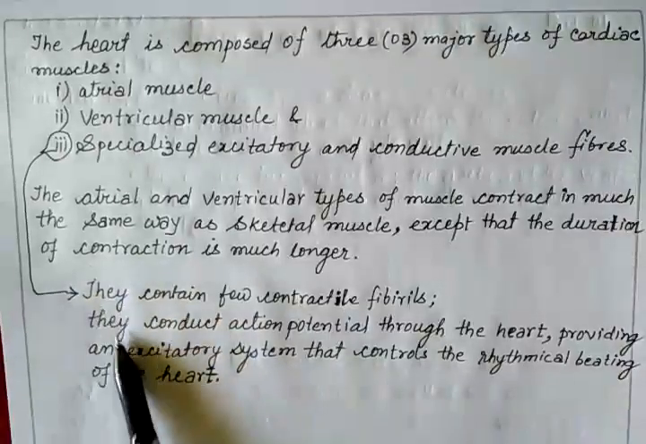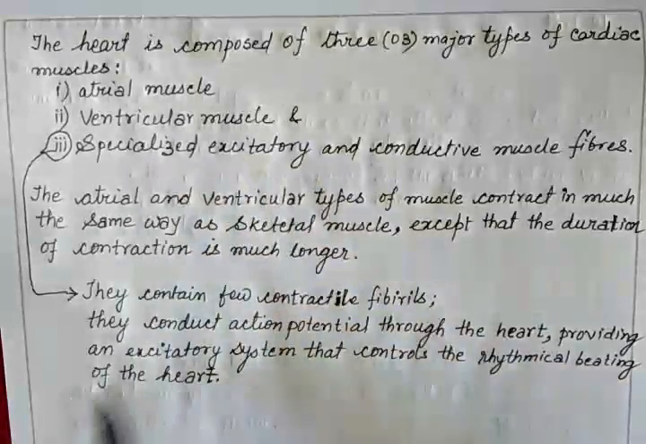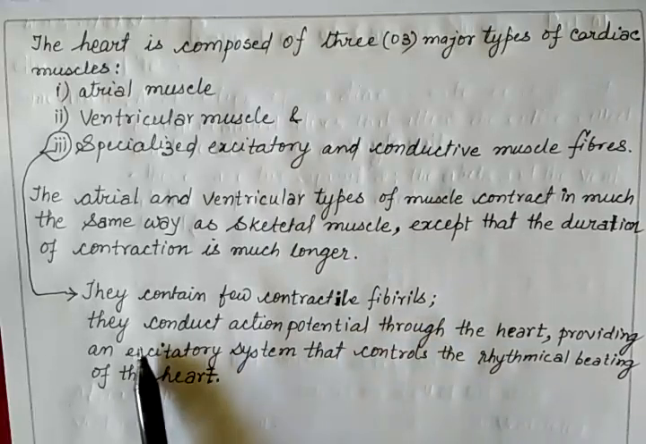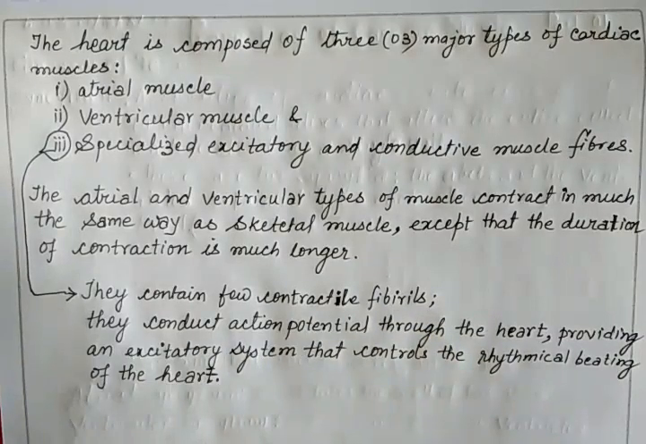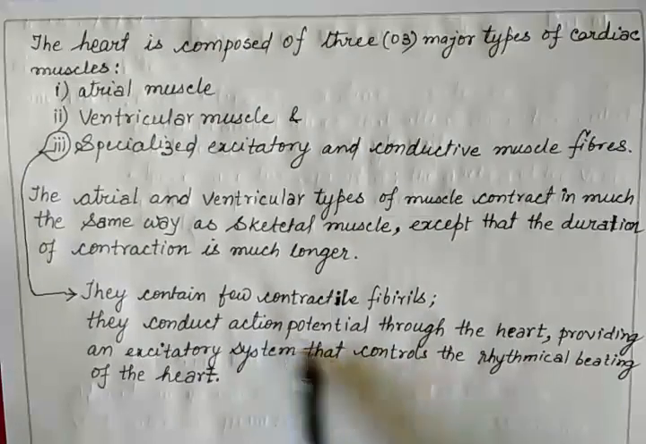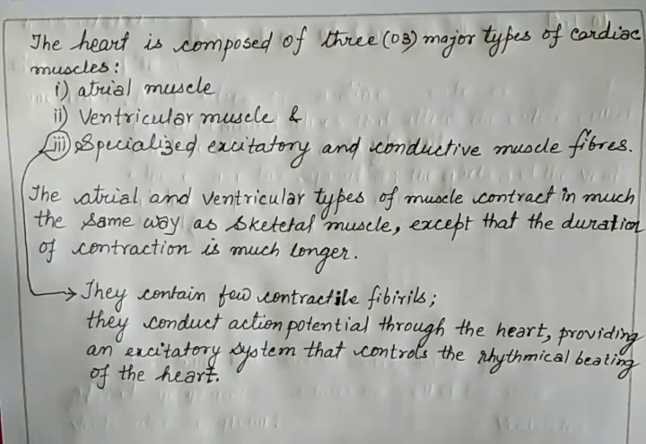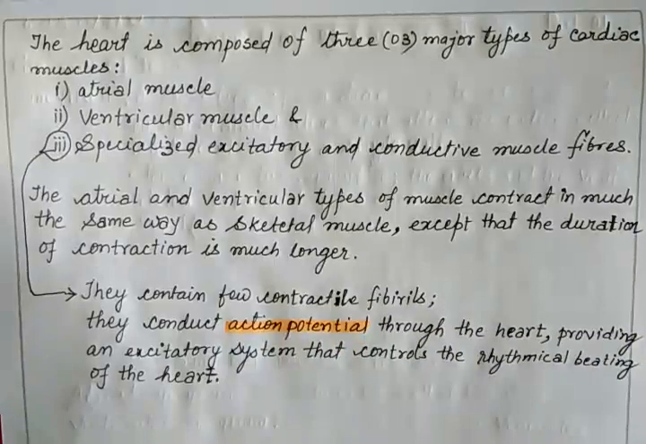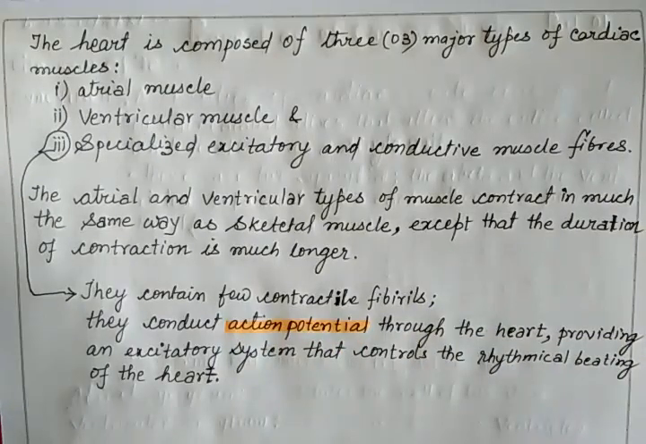Now I have written about this specialized excitatory tissue. They contain very few contractile fibrils, so they contract very slowly, but they conduct action potential. You can see, they conduct action potential, and this action potential term is new for you, and this term will also be used when we study nerve conduction.